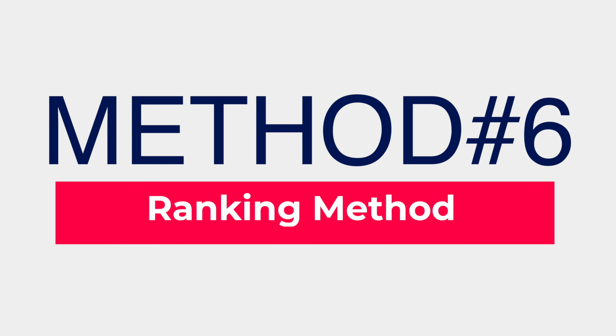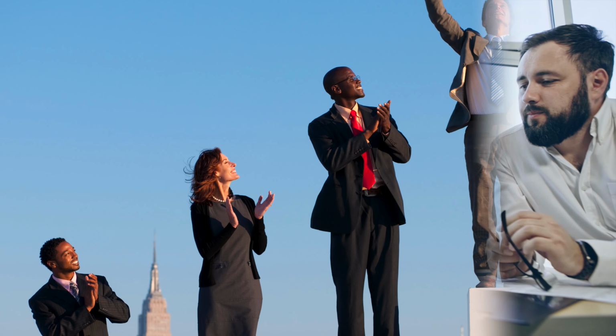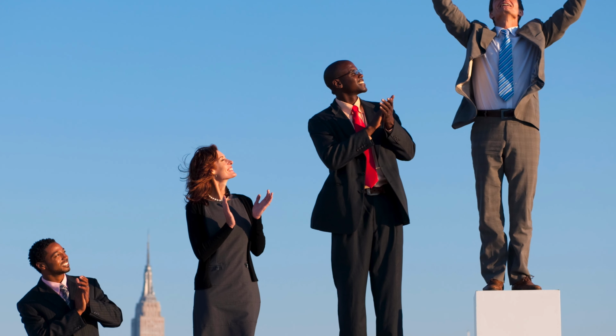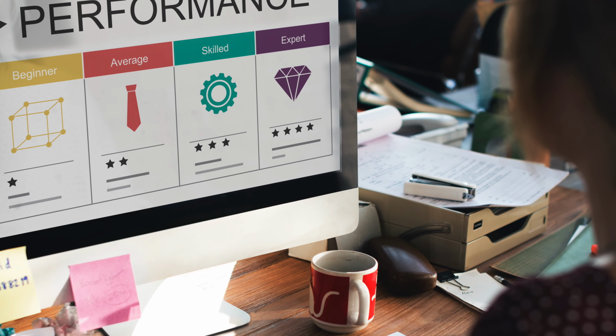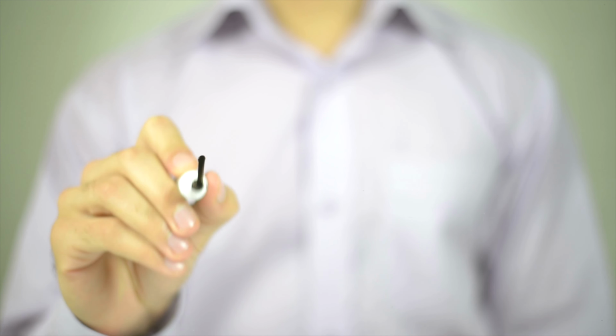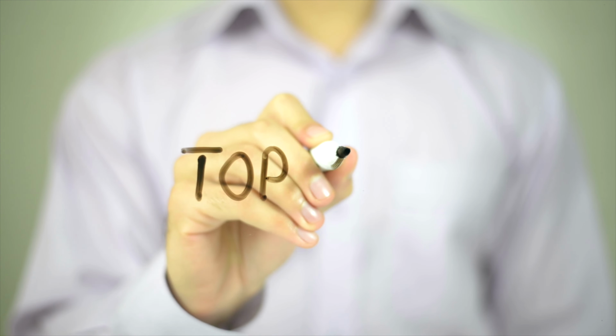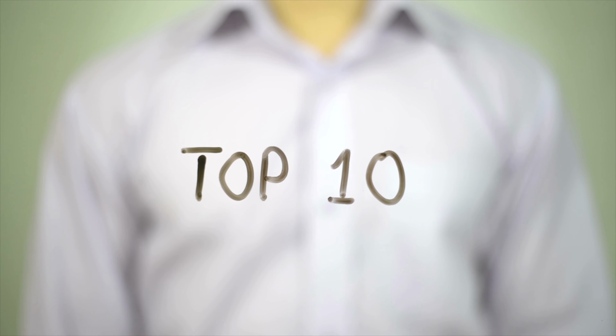Method 6. Ranking Method. It is the oldest and simplest formal systematic method of performance appraisal in which an employee is compared with all others for the purpose of placing order of worth. The employees are ranked from the highest to the lowest, or from the best to the worst. Thus, if there are 10 employees to be appraised, there will be 10 ranks from 1 to 10.